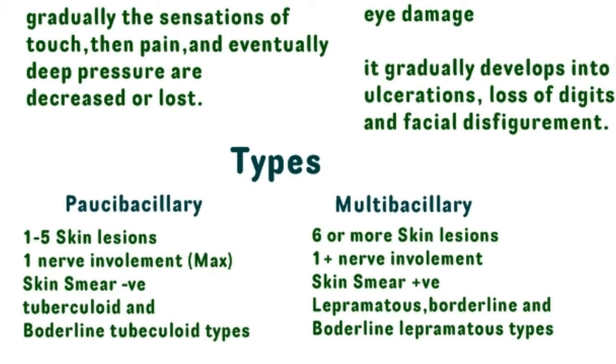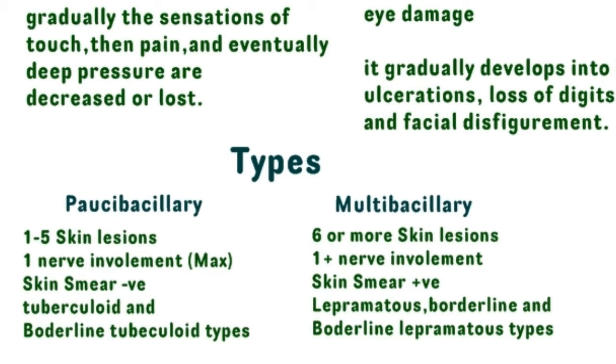Now there are two types of leprosy: the first is paucibacillary and the second is multibacillary. In paucibacillary, there are 1 to 5 skin lesions. In multibacillary, there are 6 or more lesions. In pauci, there are none or one nerve involved, but in multi, more than one nerve is involved.